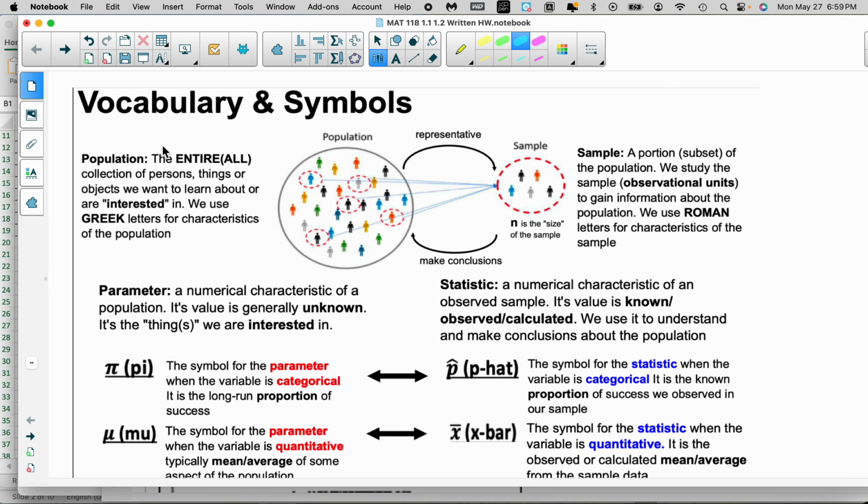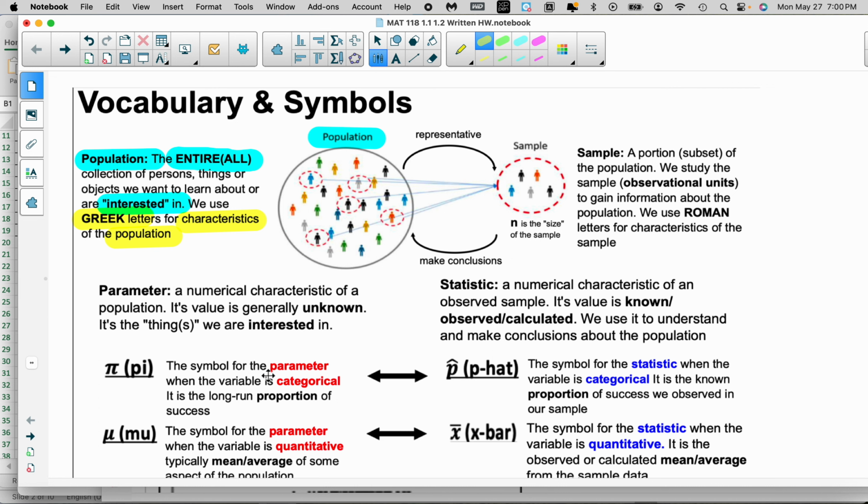in this class. So if we first talk about a population, the population is the collection of all the things that we want to learn about or that we're interested in. We're interested in something about the population. And when we're talking about the population and determining what we're interested in, some numerical characteristic, we are always using Greek letters. Greek letters tell you that we're talking about the population.